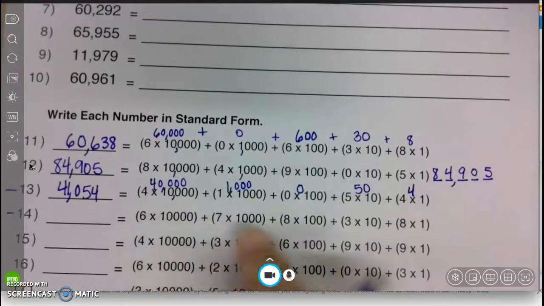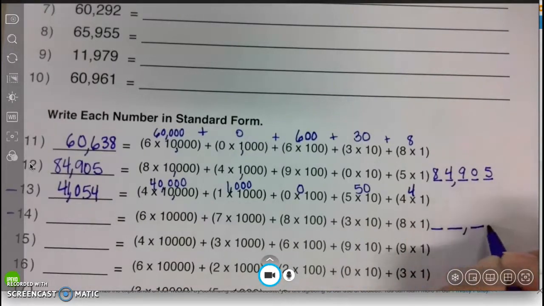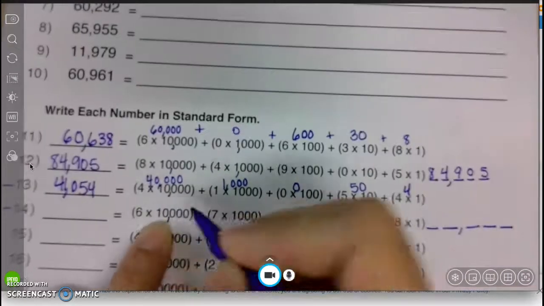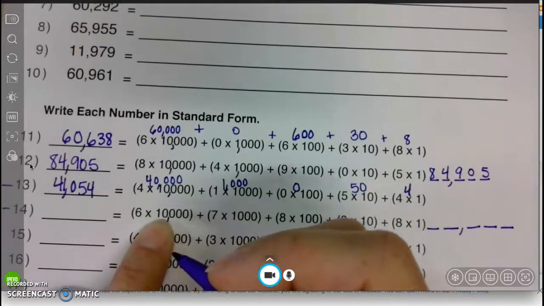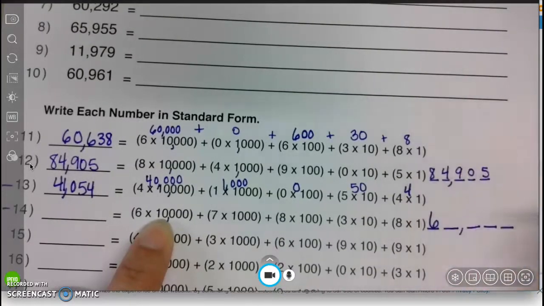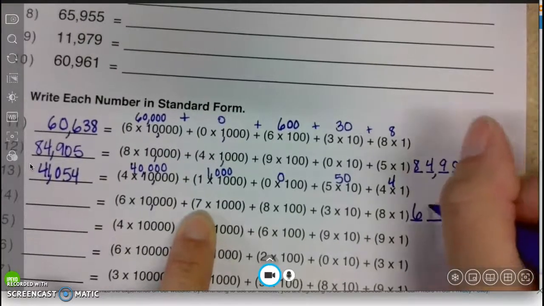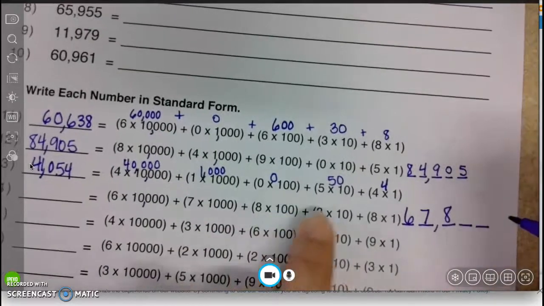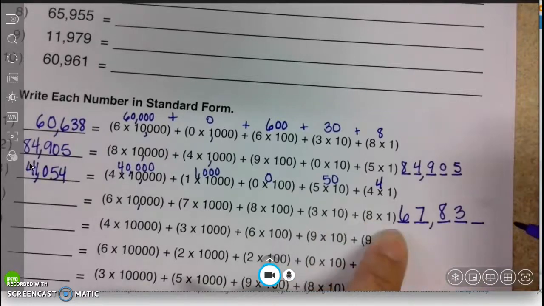So we have 1, 2, 3, 4, 5 digit numbers. So I'm going to put 1, 2, 3, 4, 5 blanks. So 6 times 10,000, that tells me that a 6 goes in which place value position? 6 goes in the 10,000s place. Good. I have 6 10,000s. Very good. 7 goes in which place value position? The thousands place. 8 goes in the hundreds place. 3 goes in the tens place. And 8 goes in the ones place.